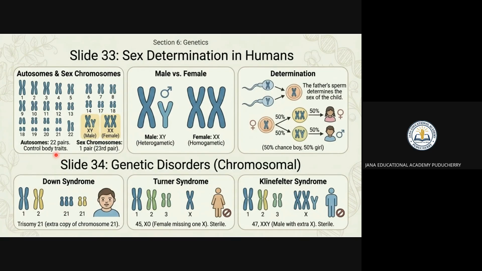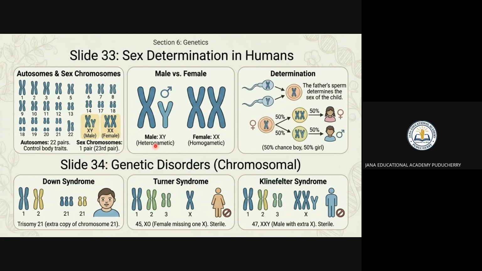22 pairs control body traits, that is autosomes you say, and one pair is the sex chromosomes, right? So totally 22 plus 1 is 23 pairs. Each pair has 2, that is 46 chromosomes.